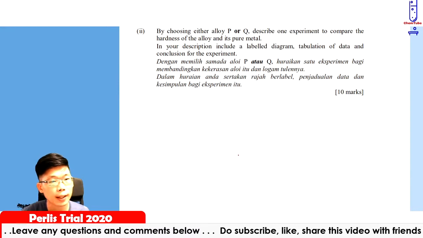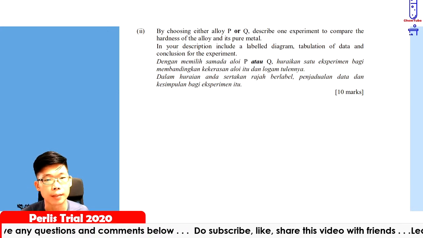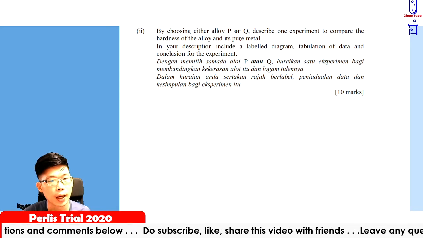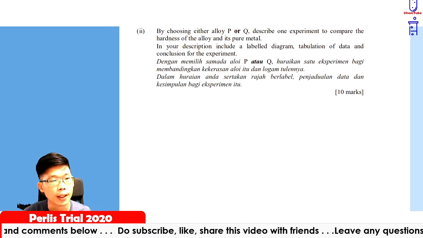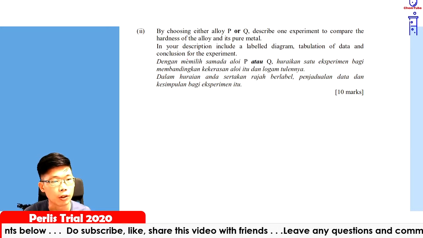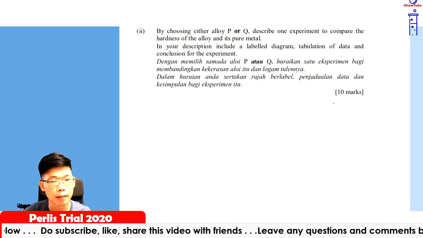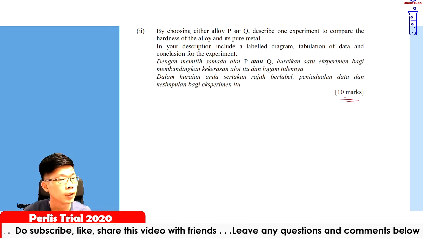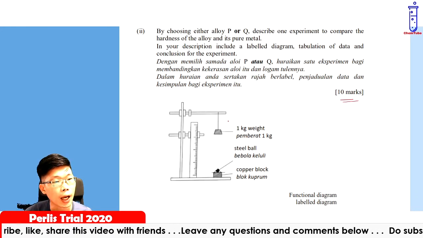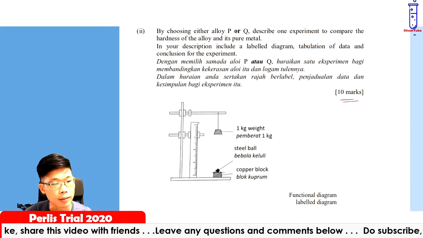Okay, by choosing either alloy P or Q, describe an experiment to compare the hardness of the alloy to its pure metal. In your description, include the labelled diagram, tabulation of data, and the conclusion for the experiment. So 10 marks here. So here actually we are going to use a functional diagram like this.